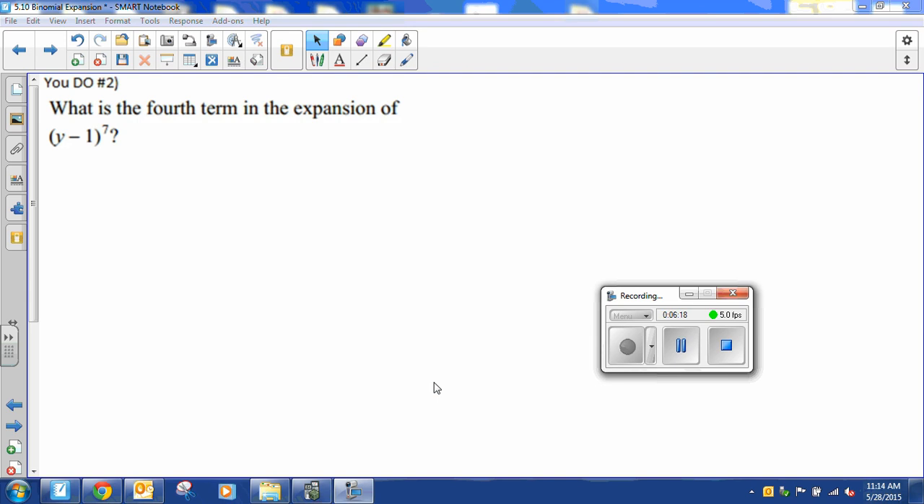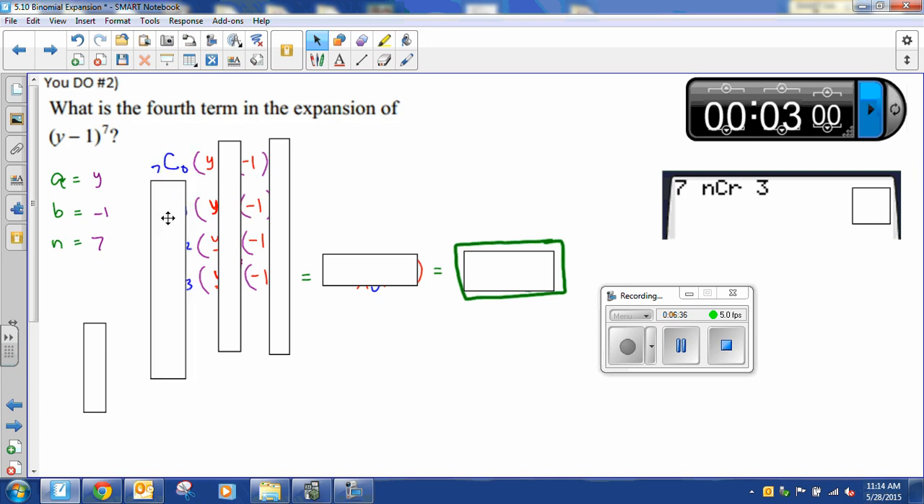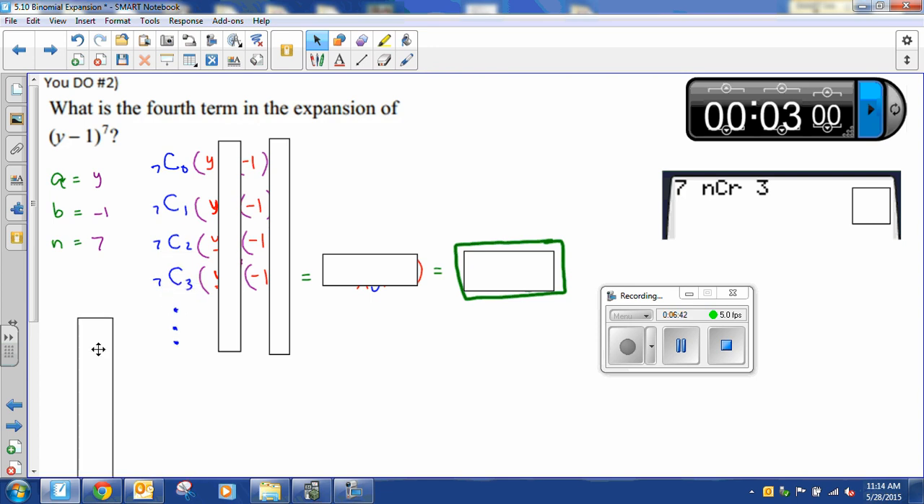Let's take a look at this example. What is the fourth term in the expansion of y minus 1 to the 7th power? So first thing I'm going to do is define what is my a, what's my b, what's my n. So a is y, b is negative 1, and n is 7. And now I can say 7 choose 0, 7 choose 1, 7 choose 2, all the way up to 7 choose 7, except we don't need to go that far because they're only asking for the fourth term. This is the first term, second term, third term. Fourth term stops at 7 choose 3 because we started with 7 choose 0.